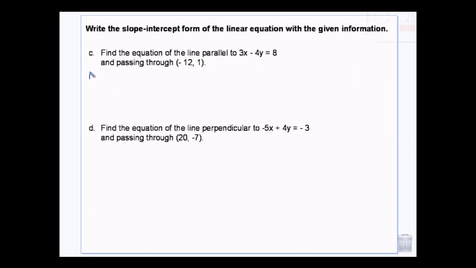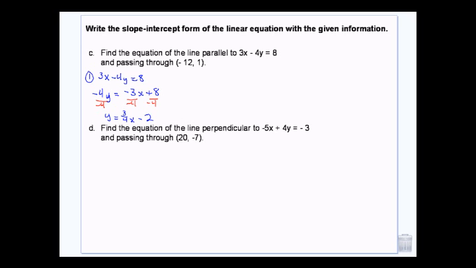So step 1, I have to find out what the slope is from this line. I start with 3x minus 4y equals 8. Moving that x over, I get negative 4y is equal to negative 3x plus 8. I divide everything by negative 4, and I get y is equal to a negative over a negative is a positive, so 3/4 x minus 2.